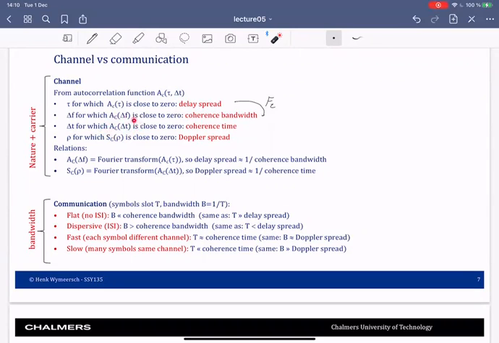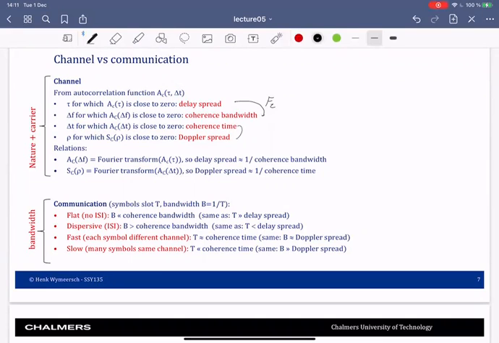We can also have this autocorrelation function as a function of delta t, where we figure out when there's a zero crossing or close to zero crossing. This tells us the coherence time. We can compute the Fourier transform of this. This gives us the power spectral density. When this is close to 0, that tells us the Doppler spread. Doppler spread and coherence time are each other's inverse.